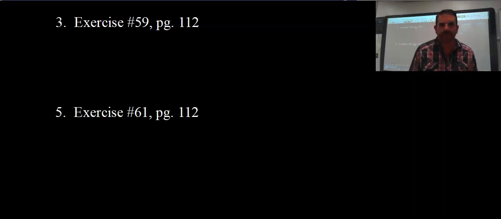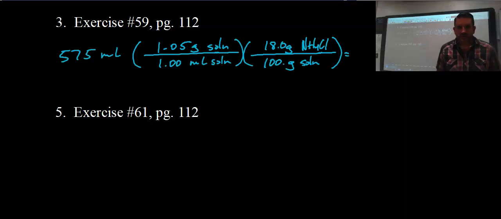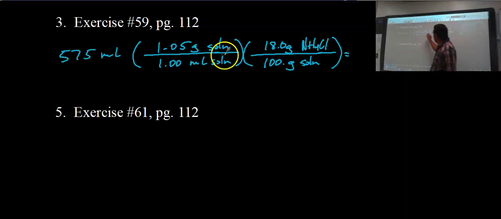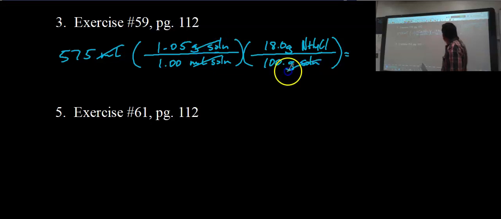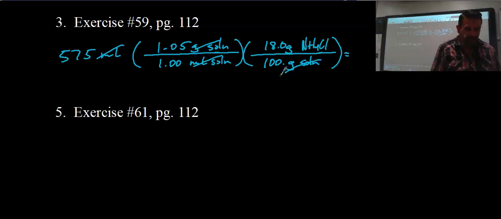So take a look on page 112. Please do number 59. Pause the video. So check your setup. We're using density as a conversion factor. Given the volume of the solution, we can find the mass of the solution. And then we're going to use the percentage composition to convert from the mass of the solution to the mass of the solute. You should end up with 109 grams.